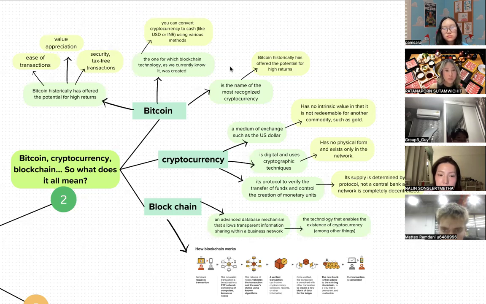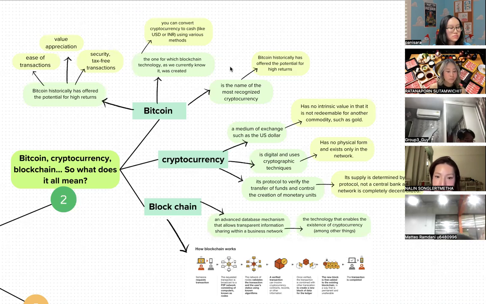Lastly is the blockchain. Blockchain is an advanced database mechanism that allows transparent information sharing within the business network. Moreover, blockchain is the technology that enables the existence of cryptocurrency, among other things. And blockchain works with a seven-step process.